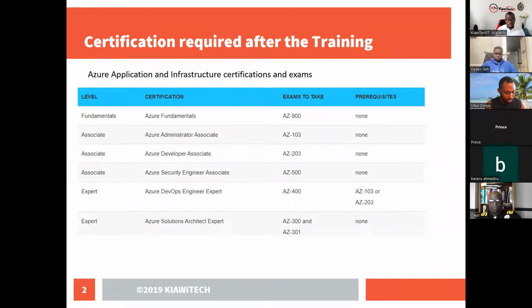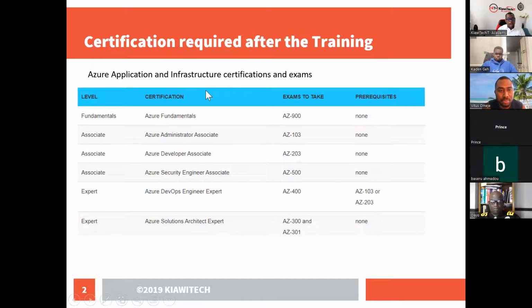Again, as for whether certification is required for you to get a job, the answer still remains no. But is it good to take one? Yes, you can take one. And we do provide you all the materials that are needed for you to take the certification. Now we have a series of certifications that we can advise you to take. Probably the most basic one is the AZ-900, right, that's the Azure Fundamentals.